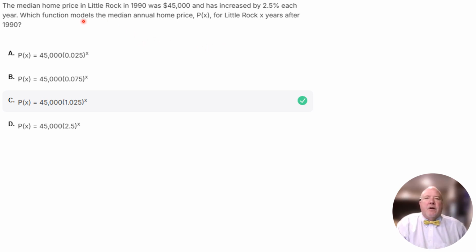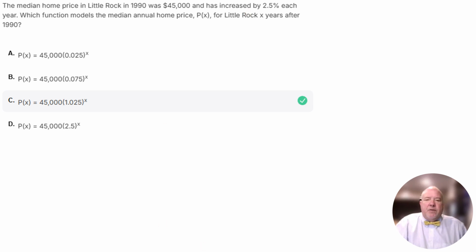So this problem starts off with the median home price in Little Rock in 1990 was $45,000 and has increased by 2.5% each year. Which function models the median annual home price, P of X, for Little Rock X years after 1990? So this is changing by a percentage. So that tells me that this is an exponential function and the price is increasing, so this is exponential growth.